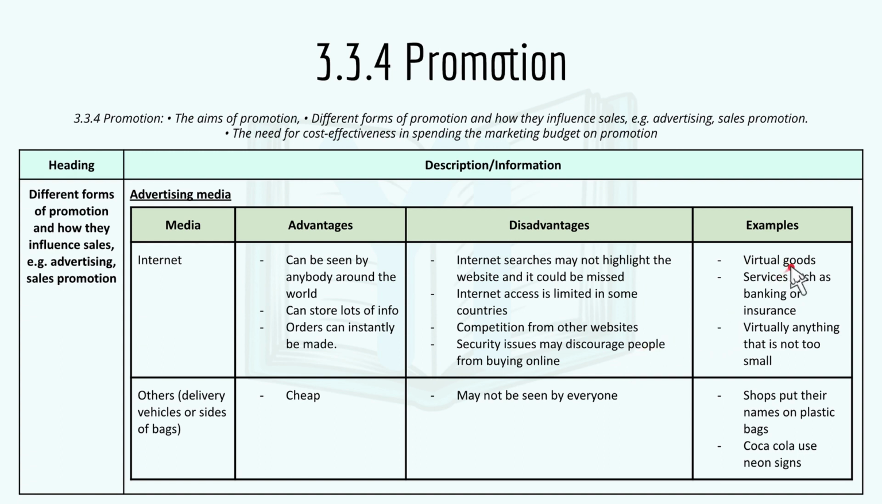Examples include virtual goods, services such as banking or insurance, and virtually anything that is not too small. And then we have others like delivery vehicles or site or bags. They are cheap, but they may not be seen by everyone. Examples include shops putting their names on plastic bags, and Coca-Cola using neon signs.